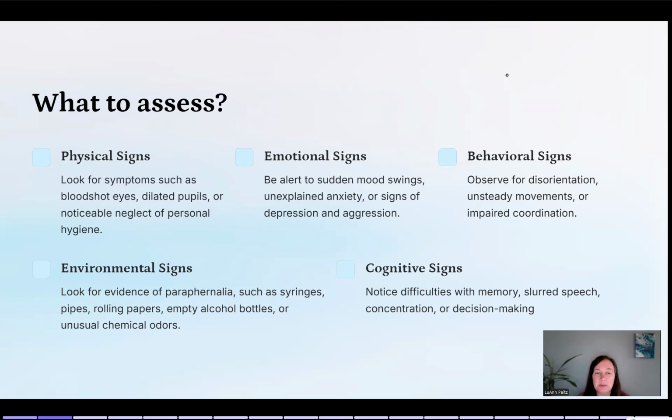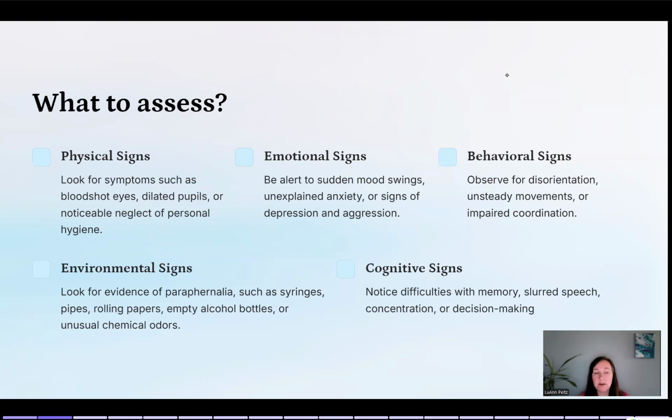Second, notice emotional signs. Be alert to sudden mood swings, unexplained anxiety, or signs of depression and aggression. Number three, look for behavioral signs. Observe for disorientation, unsteady movement, or impaired coordination.